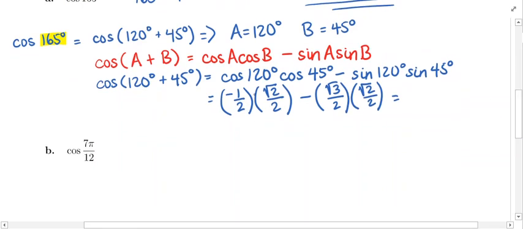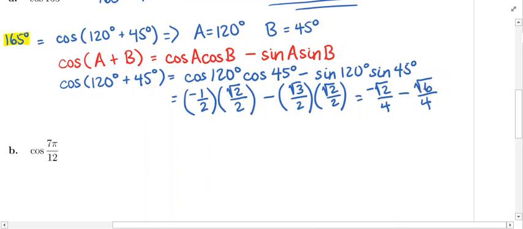On the left side of the subtraction sign, we have two fractions that we're multiplying, so we multiply across the top and across the bottom. This is going to be negative square root of 2 over 4, minus, on the right side, again multiplying fractions across the top and across the bottom. In the numerator, you have the square root of 3 times the square root of 2. You can just multiply what's underneath the square roots, so we get the square root of 6. 4 is going to be in the bottom.